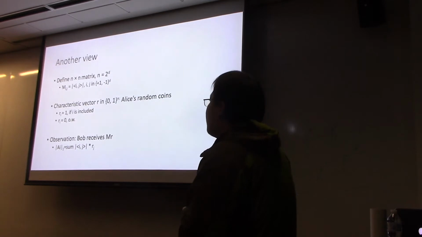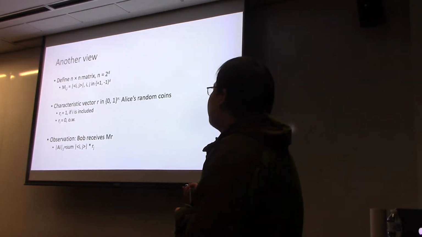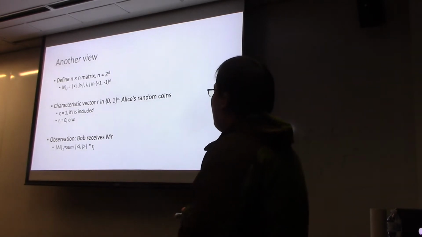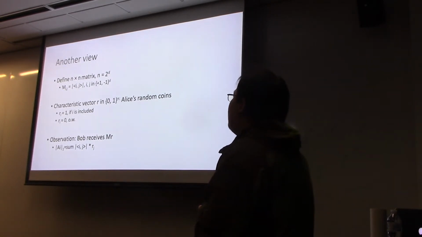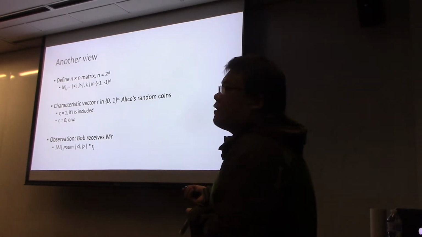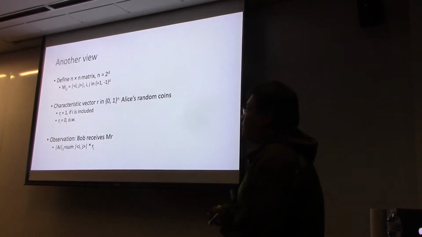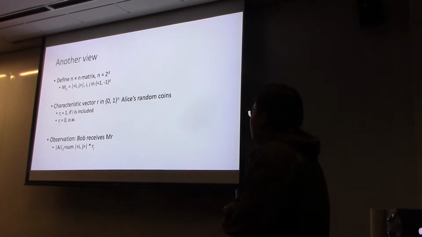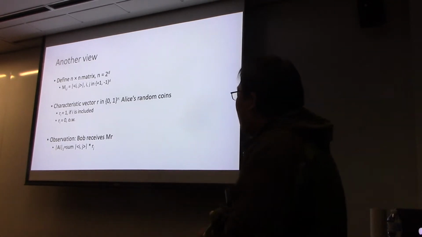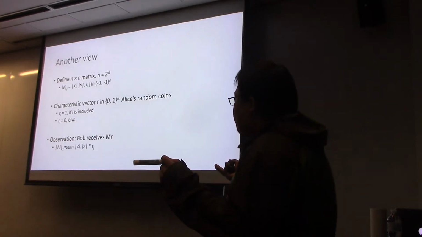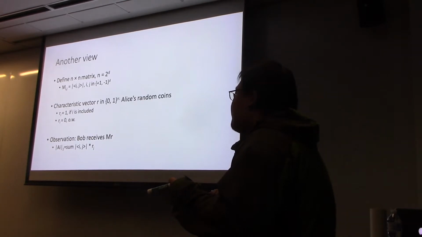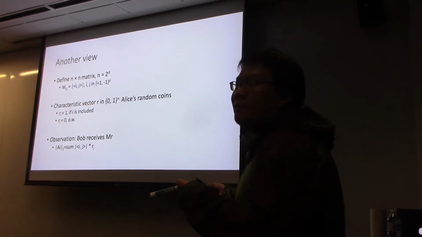And let's define another vector which I call the characteristic vector, which are just the random points of Alice. So basically, if Alice includes a specific vector i, then I set the corresponding entry to be 1, otherwise it's 0. Okay? And I claim that what Bob receives by querying all vectors with these signs, he just receives this M matrix times the characteristic vector R.